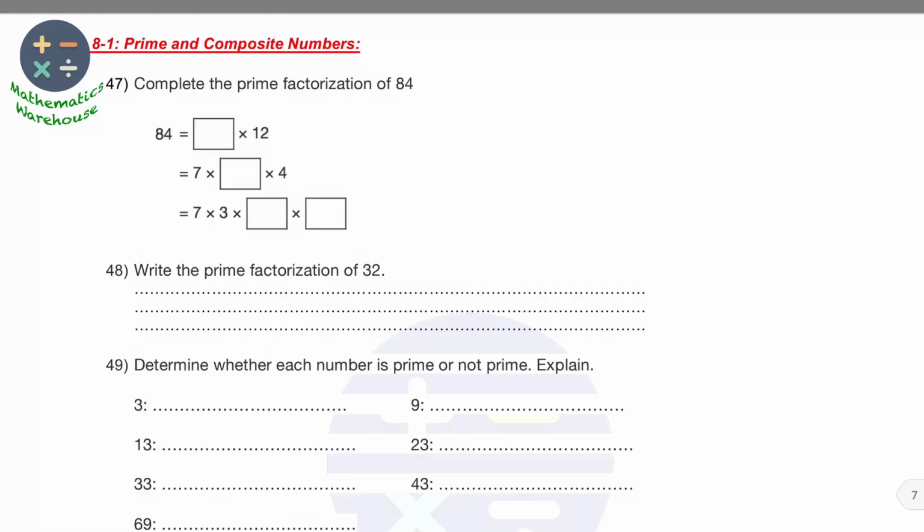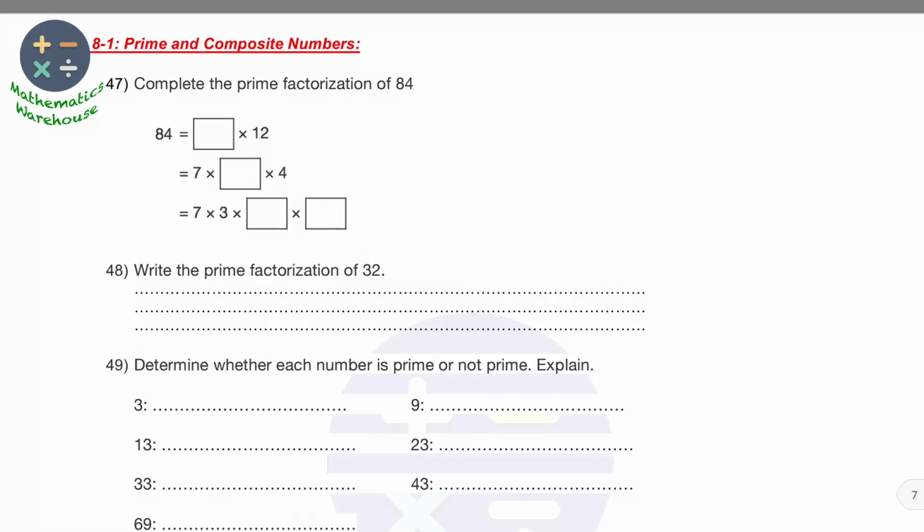Next we have prime and composite numbers. Notice that a prime number has only two different factors, one and itself, but a composite number has at least three different factors. 2 is the only even prime number. That's because 2 is a factor of all other even numbers.